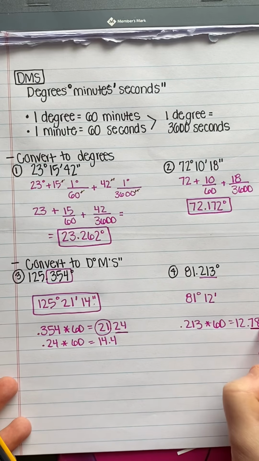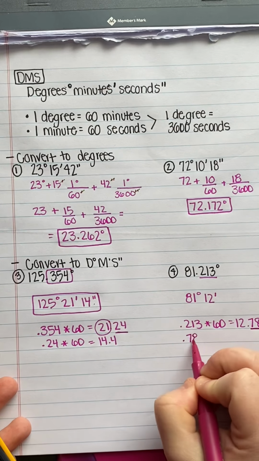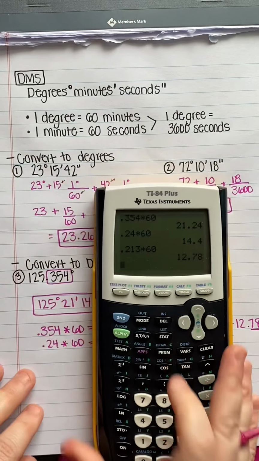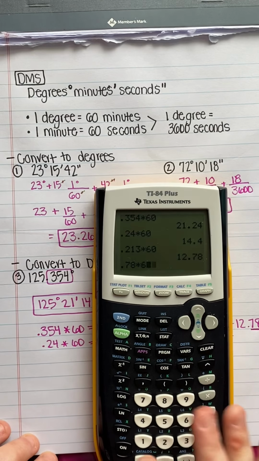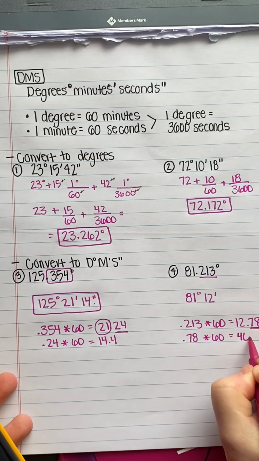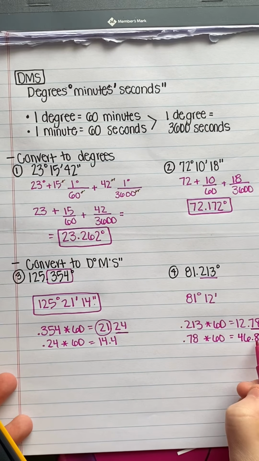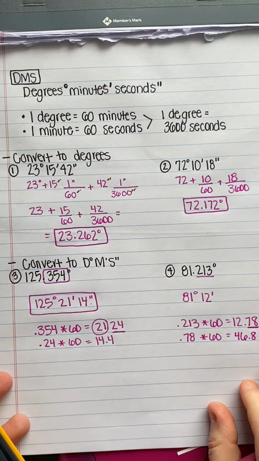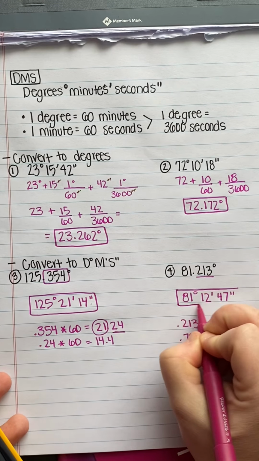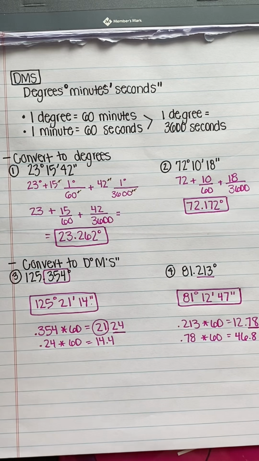And then I do my leftover decimal, 0.78, and I multiply that by 60. And remember, 60 times 60, there's that 3,600. So 0.78 times 60, that gives me 46.8. Now, this is where I round. Now, since this 8 is bigger, this 46 now is going to bump up to 47. So this is 47 seconds. So that's how you're going to do problems 3 and 4 on your Chapter 5 homework.